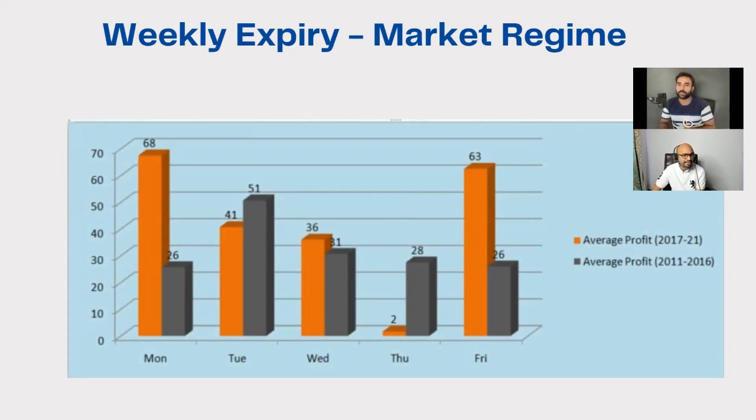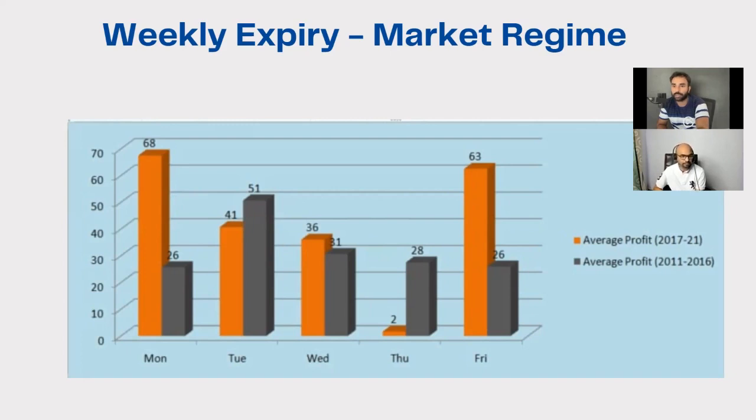But what is 68? I didn't get that part. Sorry, come again. Average 68, profit. 68 is the average profit per trade. So on Mondays, 68 points. 68 what? Points in Bank Nifty. Okay, fair enough. These are the average points Bank Nifty makes on a Monday to Friday basis.